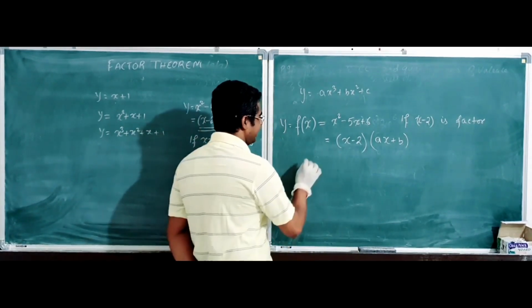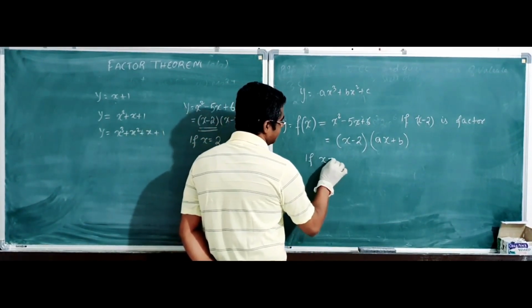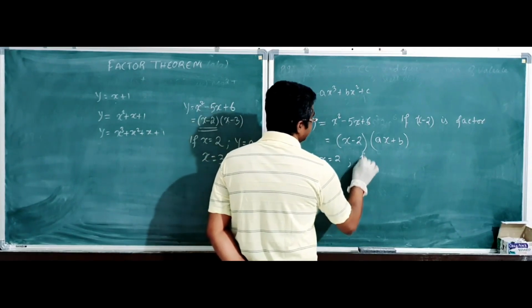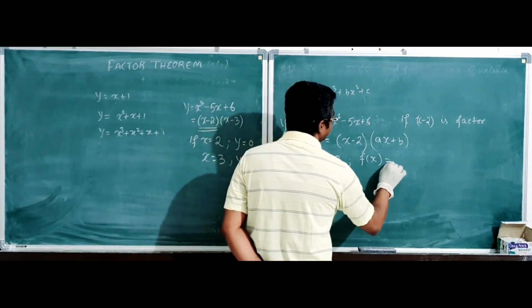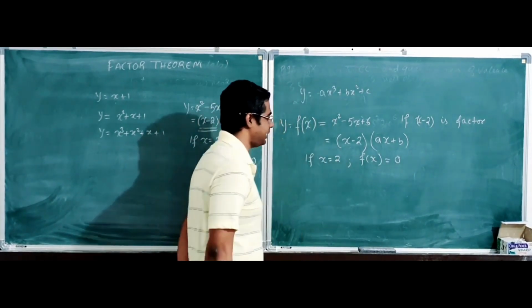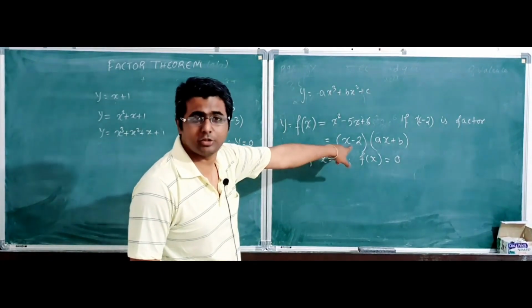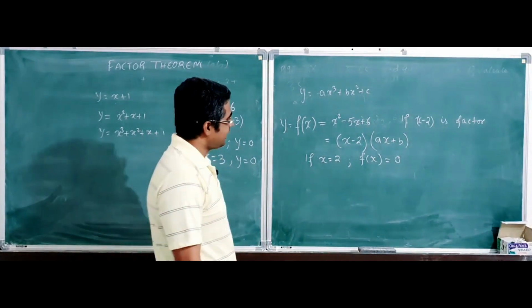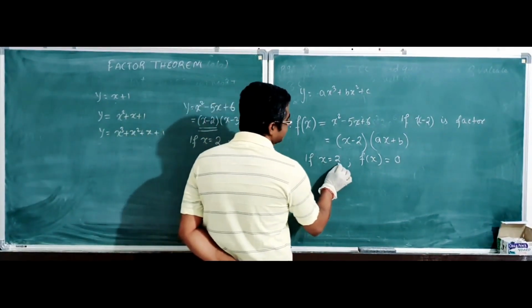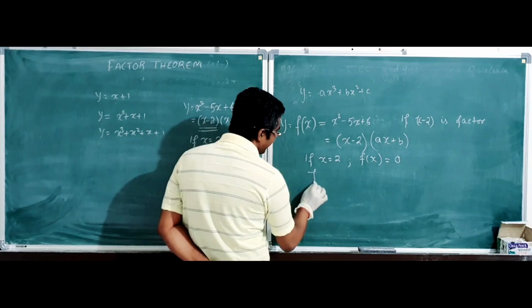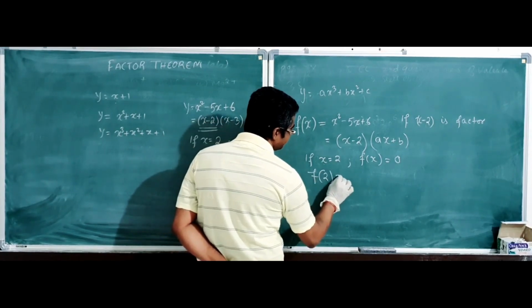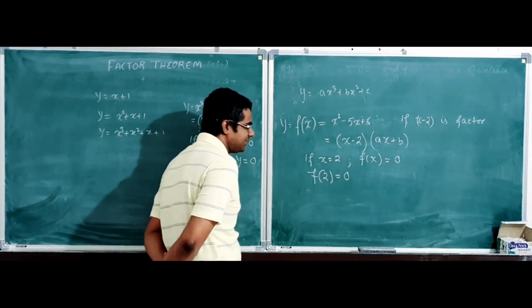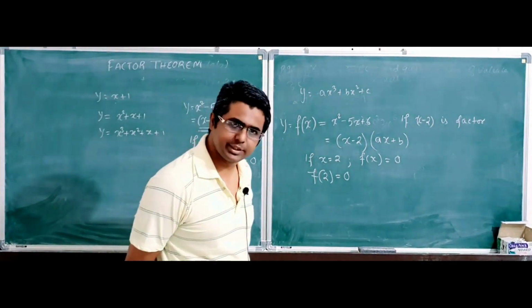Now we can also write, if x is equal to 2, then f(x) is equal to 0. Clear? Because x is equal to 2 means I'll just put x is equal to 2 and then you will get f(x) equal to 0. Clear, guys? Now, what does this mean? This means that f(2) is 0.